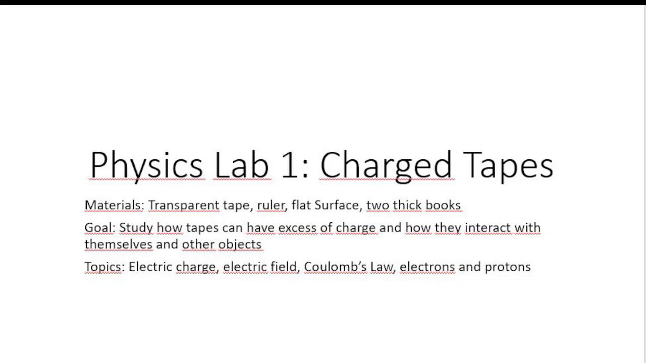Mainly the topics that this lab oversees are electric charge, electric field, Coulomb's law, electrons and protons, and others more, such as polarization. And I will go into further detail on each of these as I go further into the video.